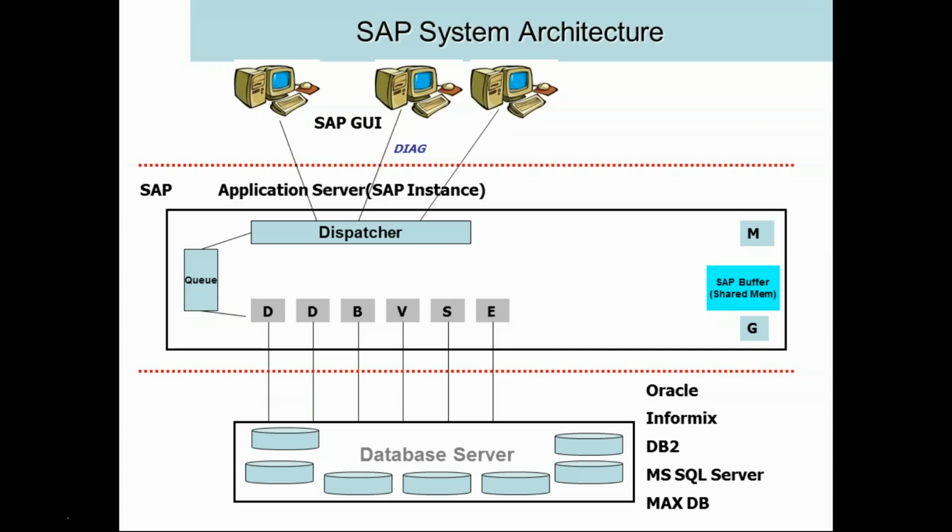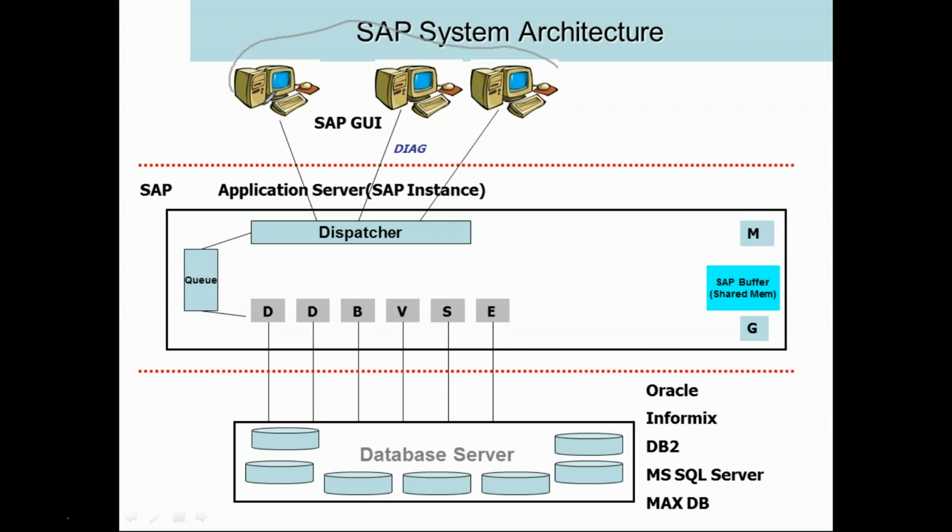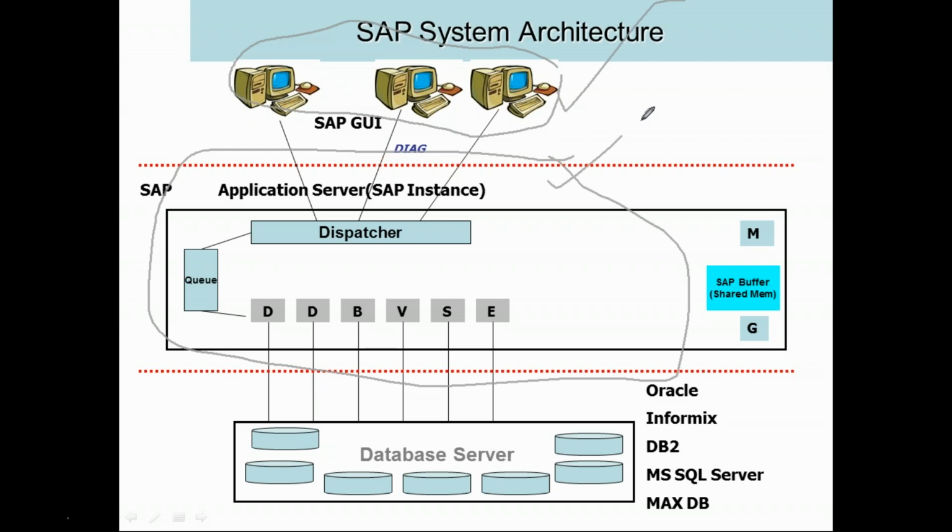SAP System Architecture. There is a database server, there is a presentation server, that is the user interface, and the application. This overall is the application layer and the database layer. This is the R/3.